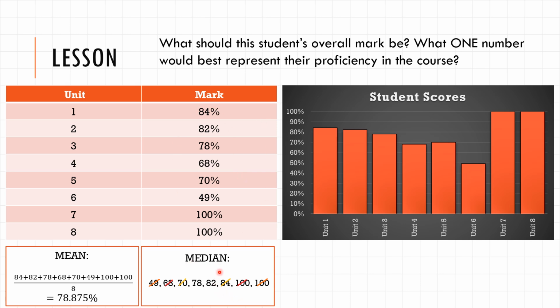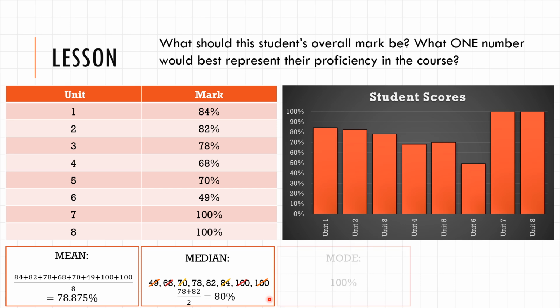When you're trying to calculate the median and you end up with just 2 numbers in the center, you just find their average. So you add them together, you divide it by 2, and you might say, okay, half of this student's marks were above 80% and half were below. So you might say maybe 80% would be a good number to represent their overall proficiency in the course.